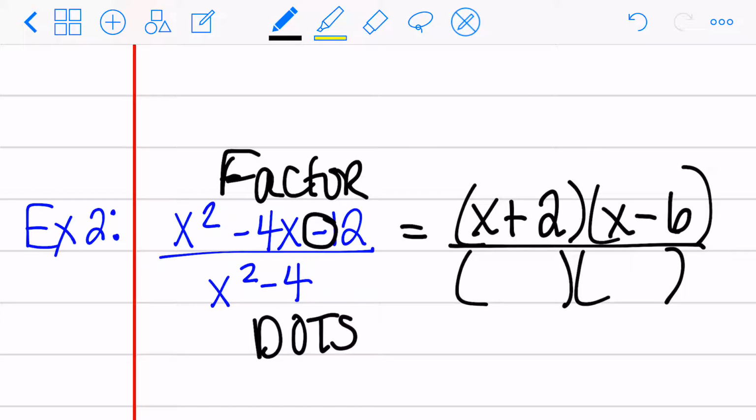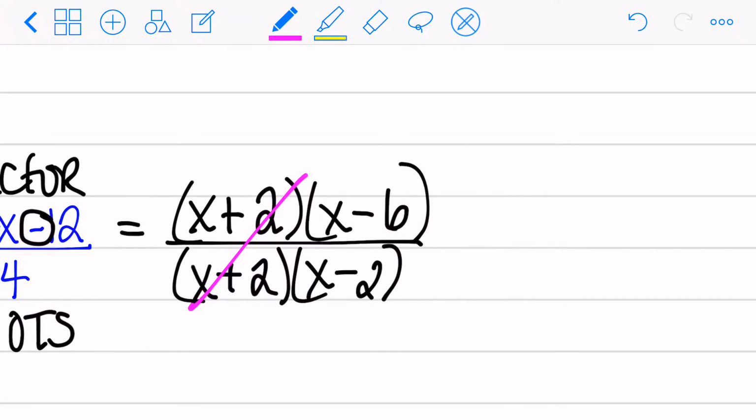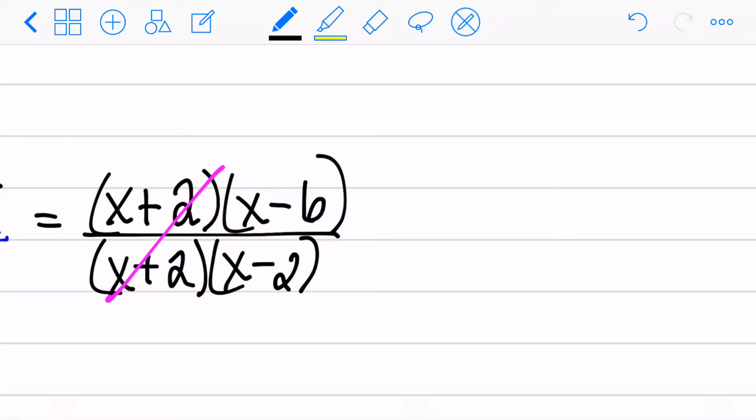So difference of two squares, we have x and x, because x squared, if you take the square root of those, is x. And the square root of 4 would be 2. And what makes this special is that one is positive, one is negative. So do you see where you can cancel out here? Right there. So we're left with x minus 6 over x minus 2.